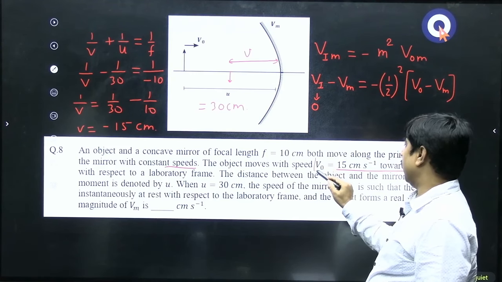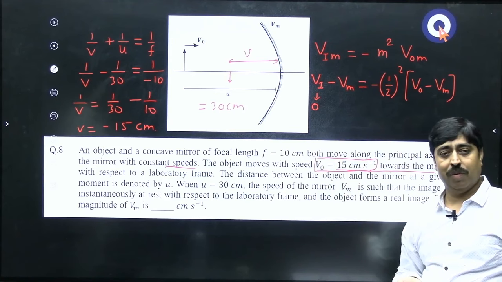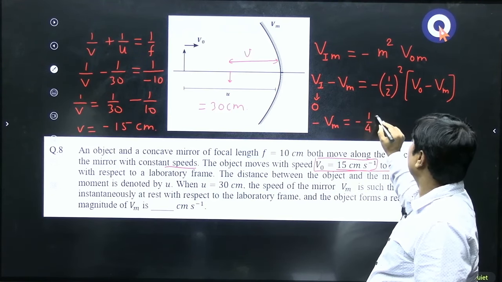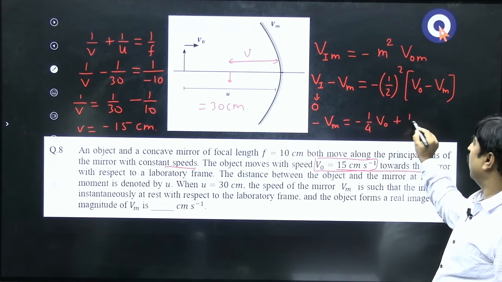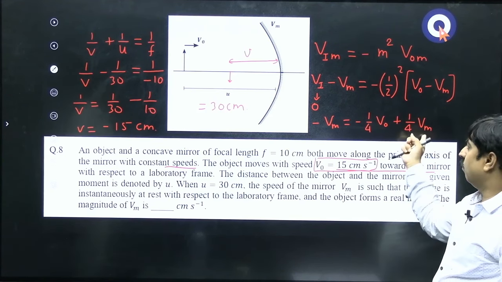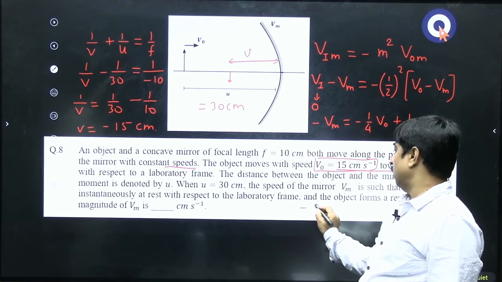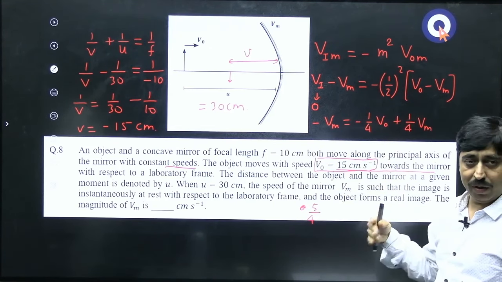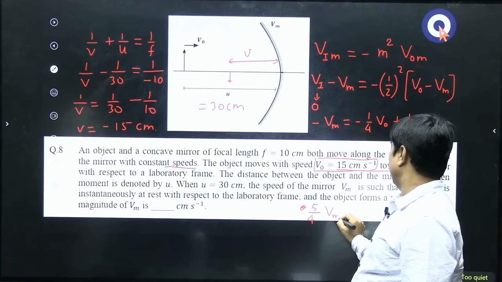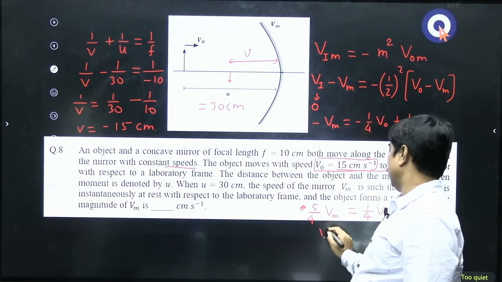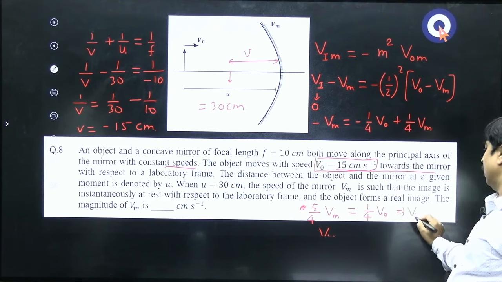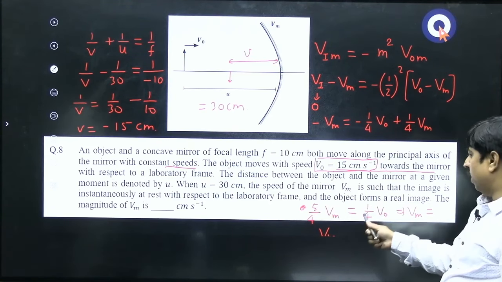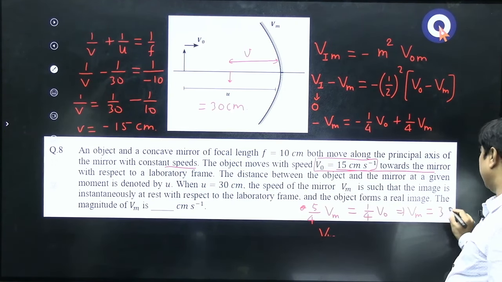Vo is given, velocity of object is given. So, now you can easily work out Vm because everything else is known. Minus of Vm is equal to minus of 1 by 4 V naught plus of 1 by 4 Vm. So, shift this to this side and it becomes minus of, rather I will leave the minus sign because if you move it on this side everything becomes negative only, leave it. So, this becomes 5 by 4 of Vm is 1 by 4 of V naught. So, Vm is nothing but V naught by 5. We are just working out the magnitude, that is what has been required. So, Vm is nothing but V naught by 5. So, it is 15 by 5, 3 centimeter per second.